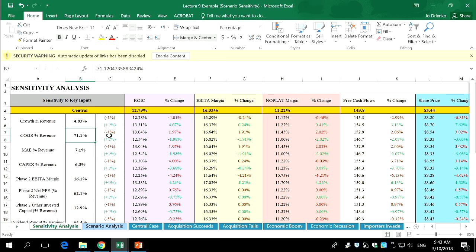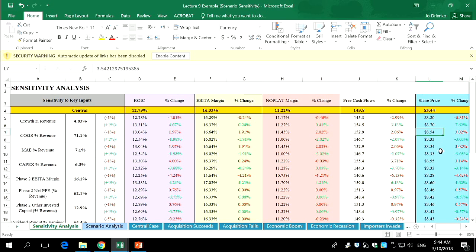But is the model working as expected? Well, COGS go down, so those are costs, and you expect the share price and ROIC to go up. As you can see, it does, quite a bit. If you change a large number by 1%, it still has a big impact on ROIC. EBITDA goes up as you would expect. NOPLAT goes up, costs are lower. That makes sense. Free cash flows go up, and value per share goes up as well.